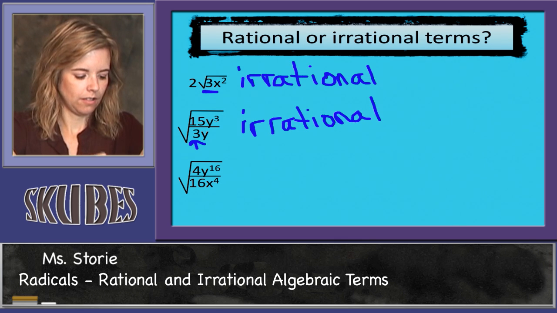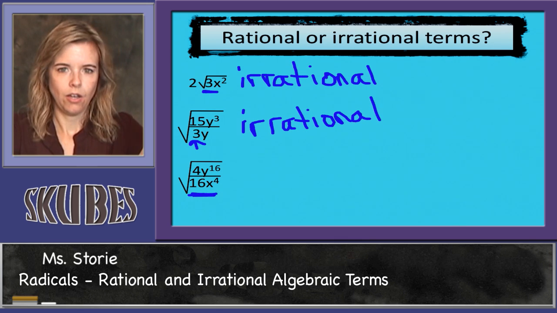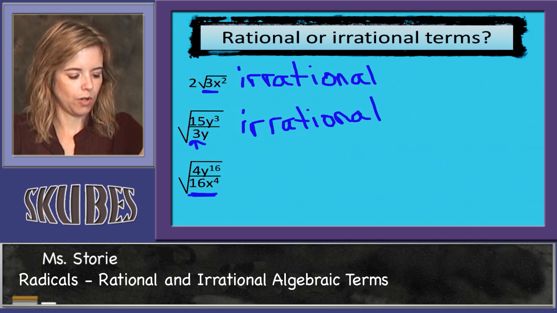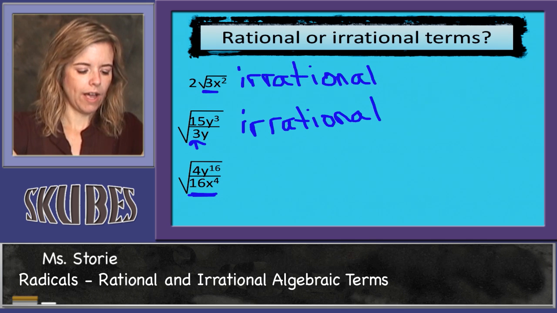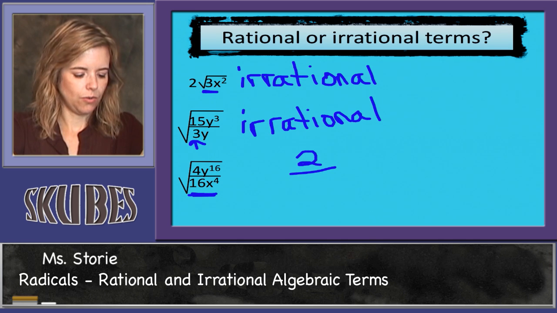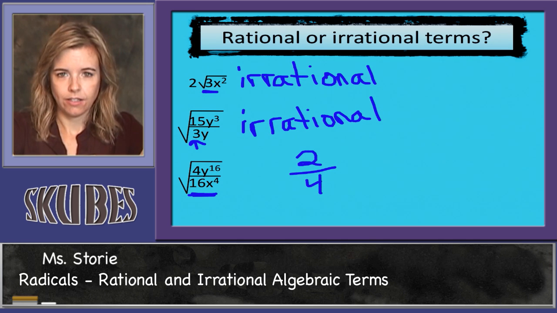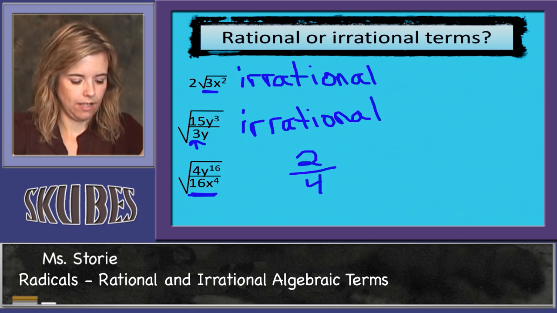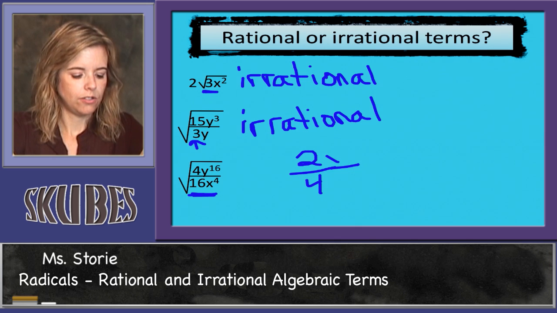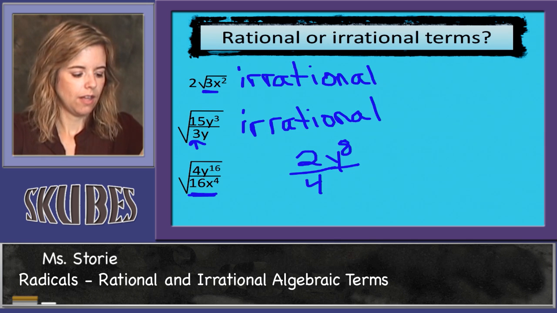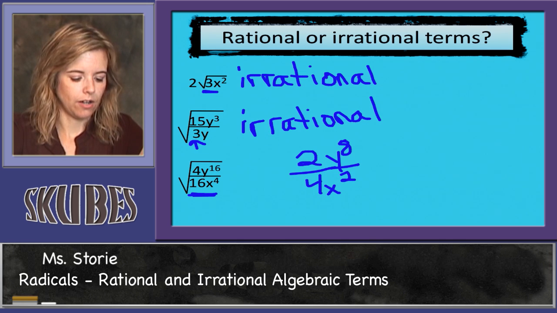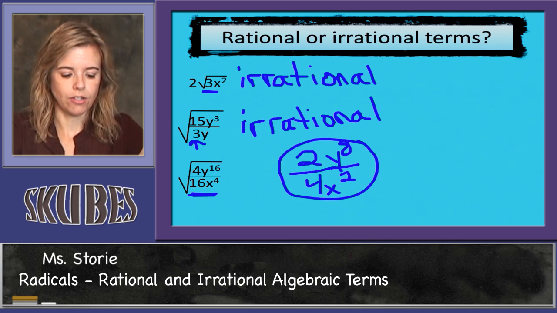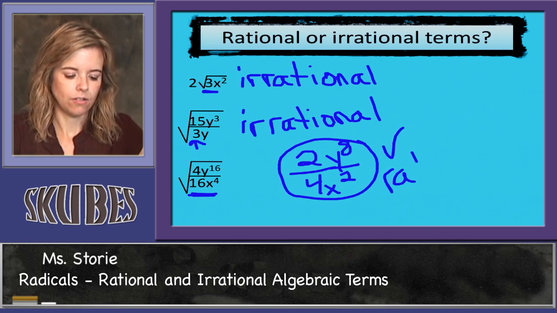And then, if we look here, we have some pretty special numbers. The square root of 4, the square root of 16, aren't those perfect squares? So actually you would have 2 over 4, and you can take the square root of y to the 16th. Remember, you're just looking for pairs, so you would have y to the 8th, and then you also can take the square root of x to the 4th, and you would have x squared. Right there, we can write it as a fraction, so that means this is rational.